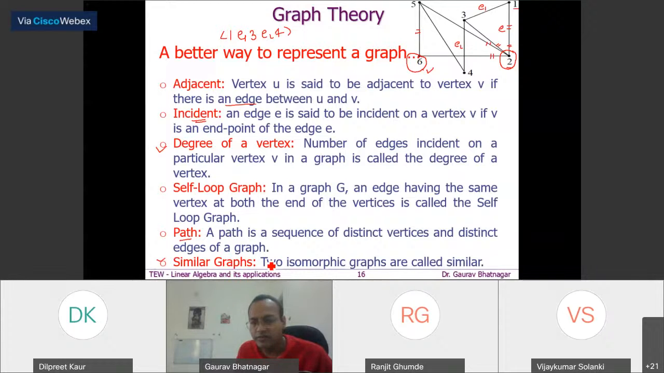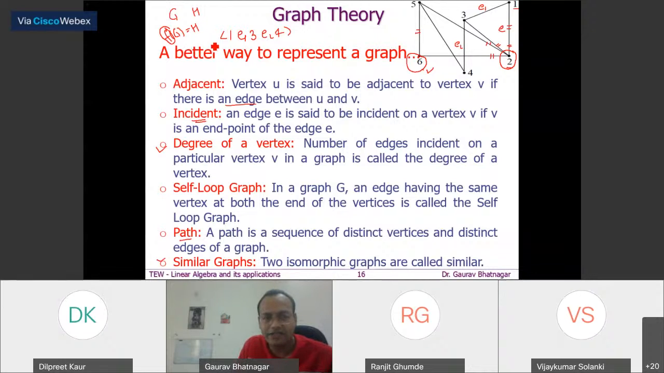Two isomorphic graphs are called similar. Let's say I have two graphs G and H such that there exists a function f such that f of G is H. Then G and H are called isomorphic to each other, and if two graphs are isomorphic, they are called similar. So basically I'm just looking at this mapping f, which connects these two graphs G and H.